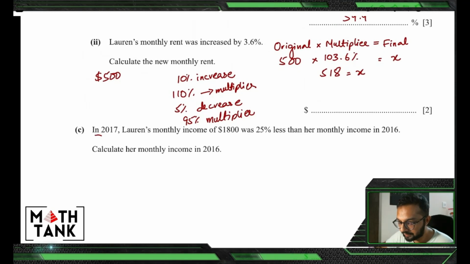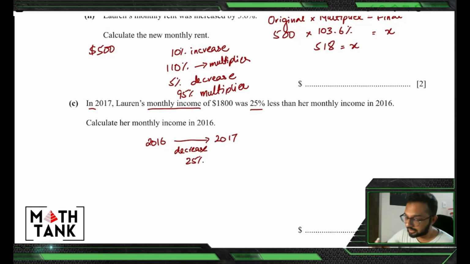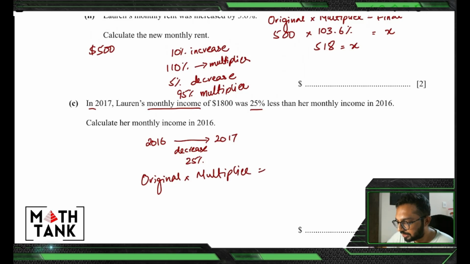It says in 2017, Lauren's monthly income of 1800 was 25% less than her monthly income in 2016. So what happened from 2016 to 2017? There was a decrease of 25%. So I can say that my multiplier would be 75% in this case. It's always 100 plus or minus the change. Okay, so I don't know my original. Let's write down original multiplied by multiplier equals final.